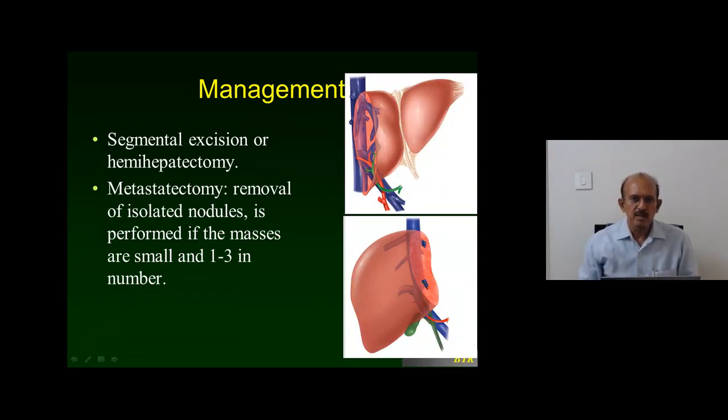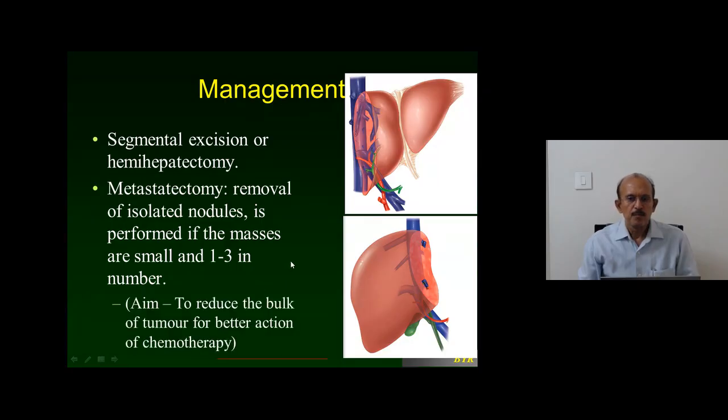So the other procedures are segmental excision. That means when it is confined to only one segment, you can remove that particular segment. If it is a large secondary occupying 2 or 3 segments, then you can do hemihepatectomy. Metastasectomy means removal of the metastasis. Removal of isolated nodules is performed if the masses are small and 1 to 3 in number. The aim of doing this surgery is to reduce the bulk of the tumor for better action of chemotherapy.